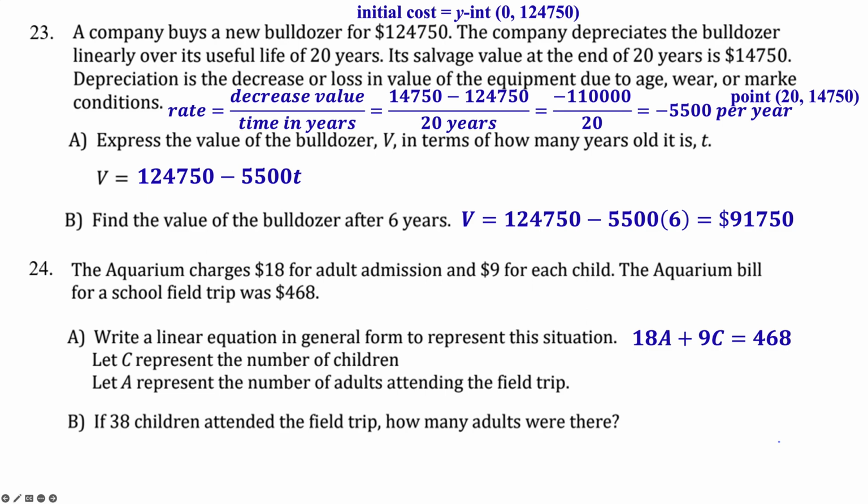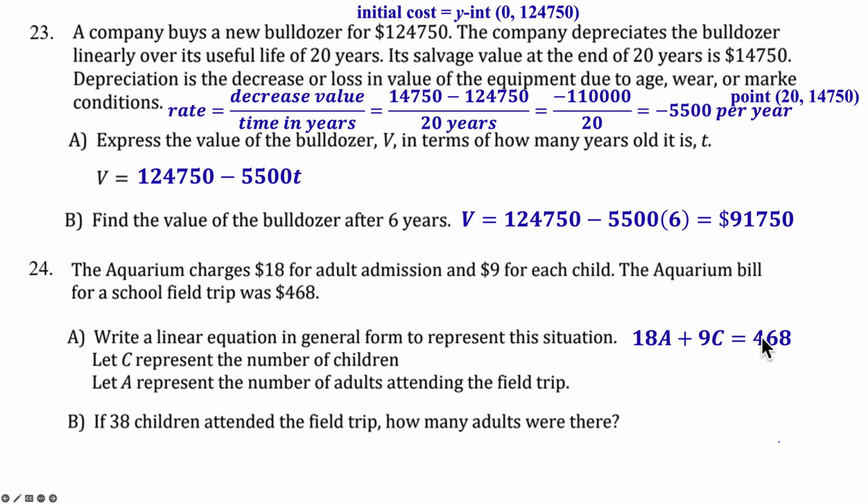24, the aquarium charges $18 for an adult admission and $9 for a child. The aquarium bill for a school field trip was $468. If we let C represent the number of children tickets and A represent the number of adults attending the field trip, we come up with what we call our value or cost equation. The total cost, $468. If A represents the number of adults, we have to multiply each adult ticket by $18. If C represents the number of children tickets, they all get multiplied by 9. Now, there's my linear equation.